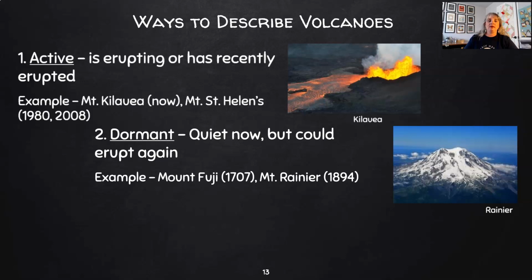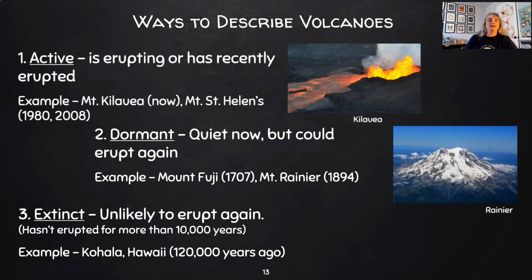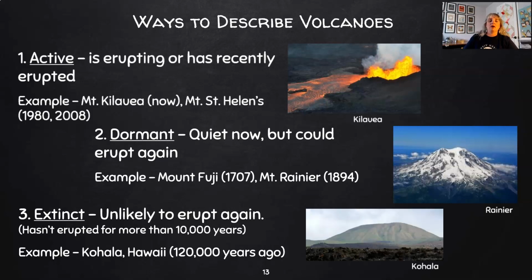So there's Mount Rainier. And then an extinct volcano is unlikely to erupt again, or it hasn't erupted in 10,000 years, which is a really long time. So our example is the volcano of Kohala in Hawaii, which hasn't erupted for 120,000 years. So we've got active, dormant, and extinct.